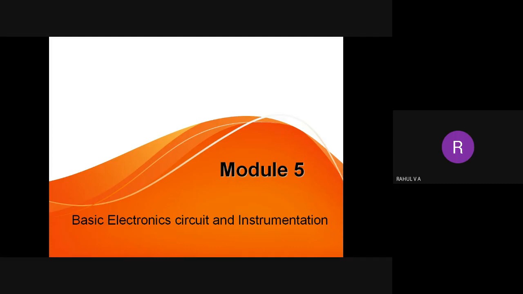Okay, so the module is about basic electronic circuit and instrumentation. In the fourth module, we were discussing basic components like capacitor, resistor, inductor, diodes, and transistor. And in the fifth module, we are going to build circuits using these components. So module 5 is about basic electronic circuit and instrumentation.